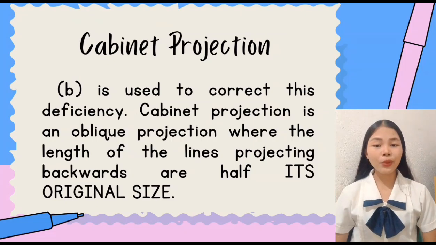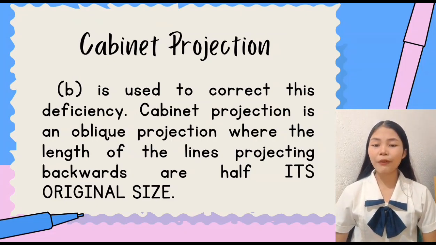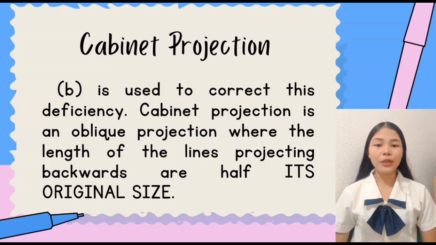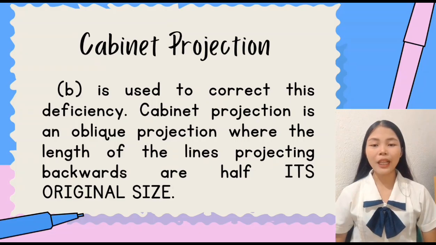So when it comes to cabinet projection, it is used to correct this deficiency. Cabinet projection is an oblique projection where the length of the lines projecting backwards are half of the original size. In cabinet projection, the depth is reduced to half size, meaning if ang real depth gani is 40 millimeters, ang imong i-drawing is only 20 millimeters.